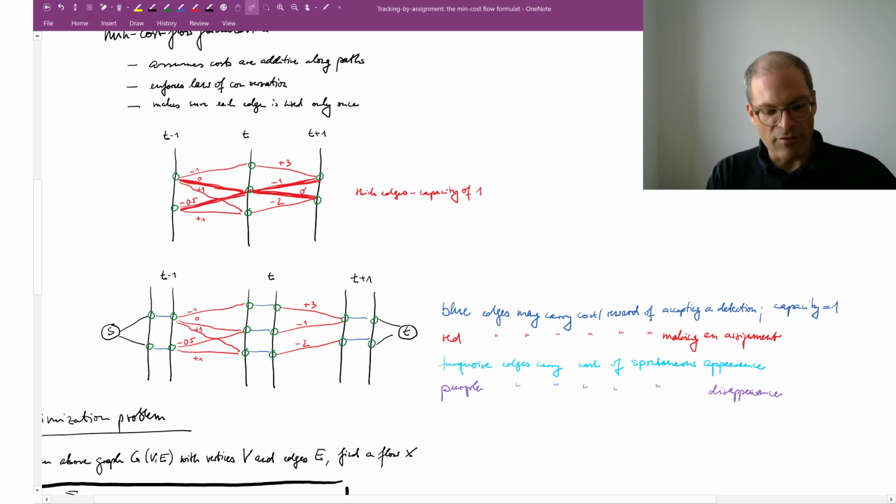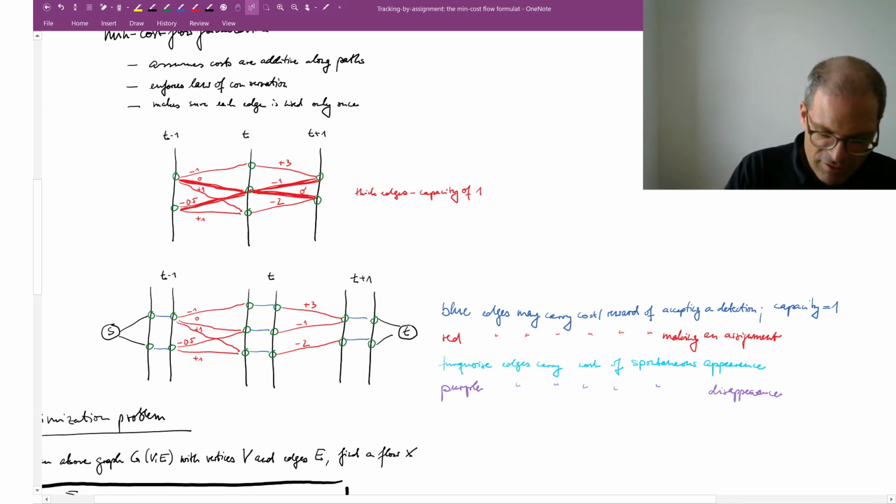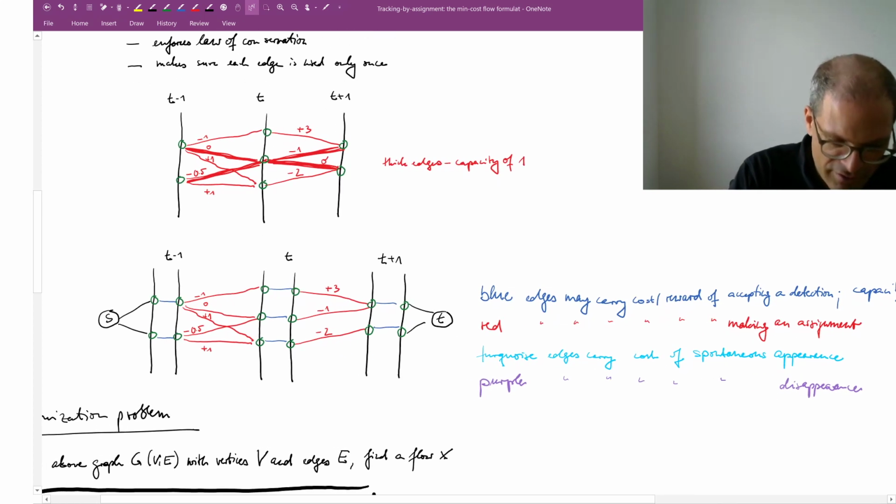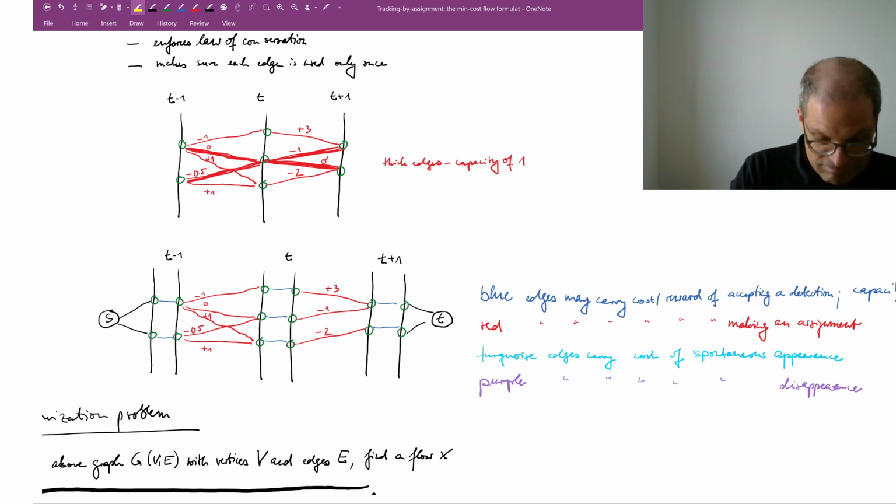Good. Then the red edges we've already studied. They may carry the cost or reward of making an assignment. And this is already very good. And let's see what would happen here. What's the overall best solution?